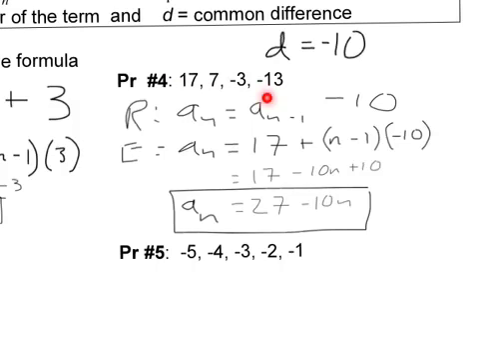For example, this is the 4th term. So if I plug in a 4, negative 10 times 4 is negative 40, and negative 40 and 27 make negative 13. And so that'll work for any term now.